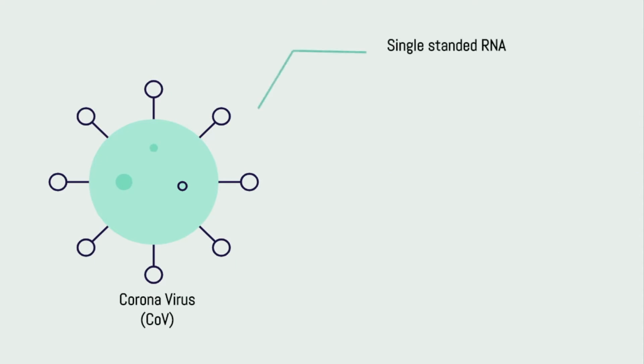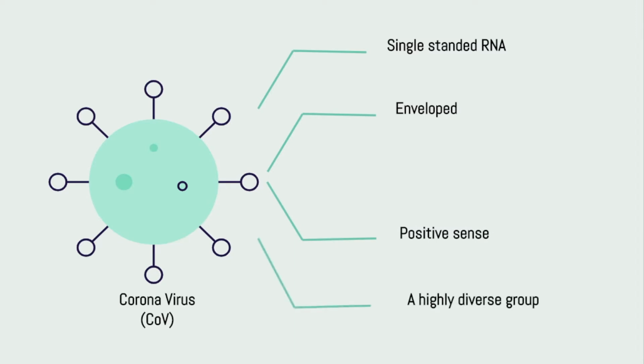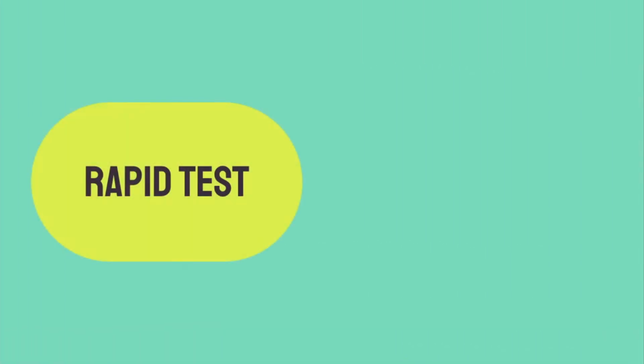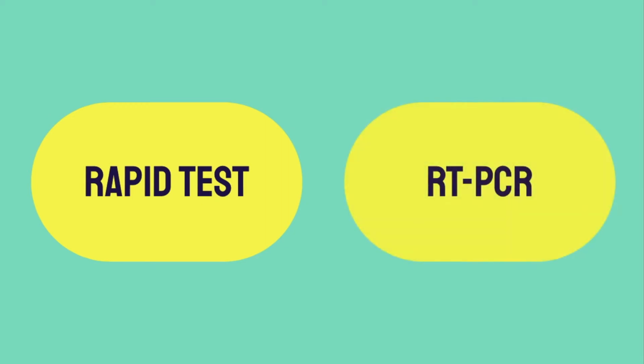It is an RNA virus that has an envelope. It is also a positive sense virus and a highly diverse group of viruses. Scientists have used two techniques that are fast and accurate to detect this virus. They are called the rapid test and RT-PCR.